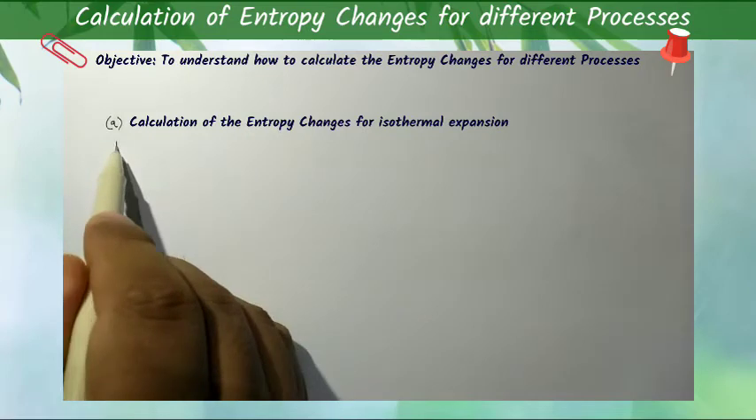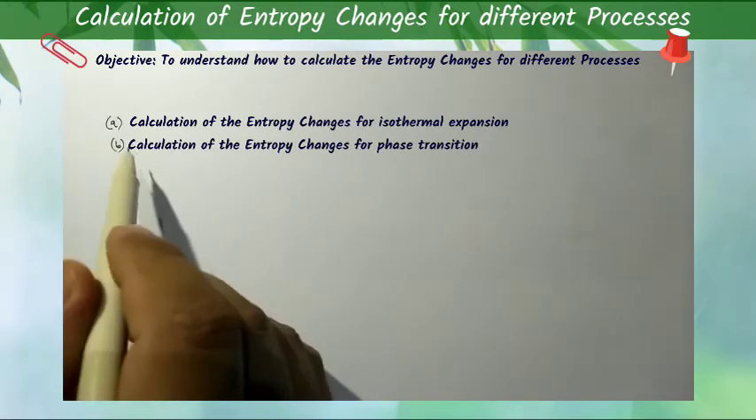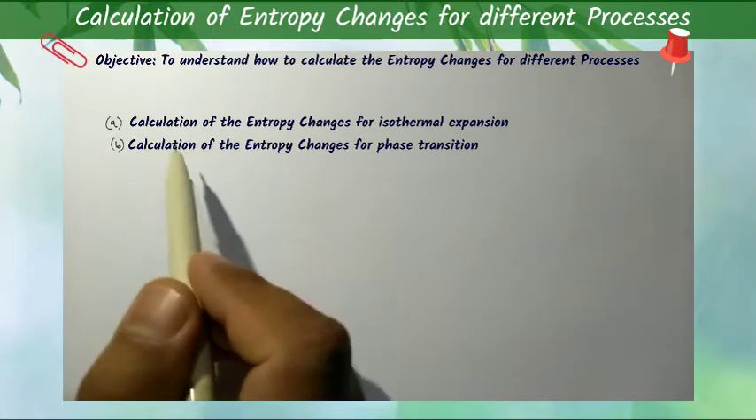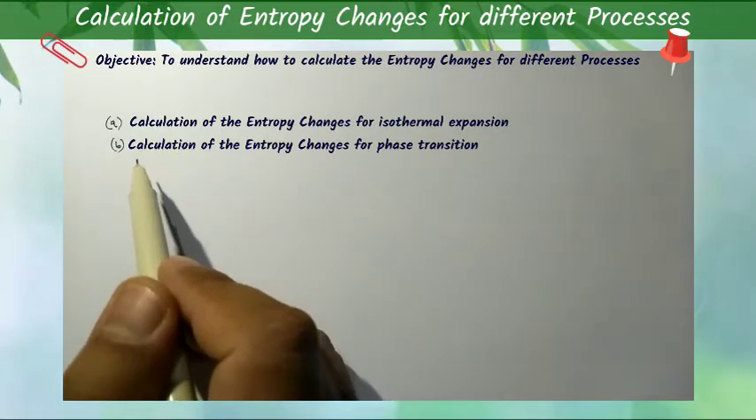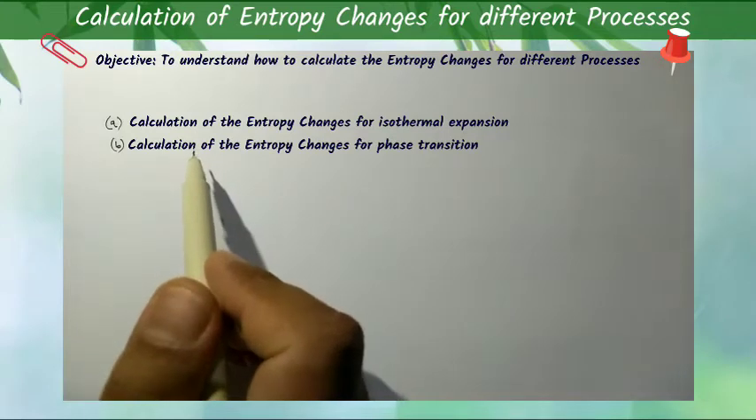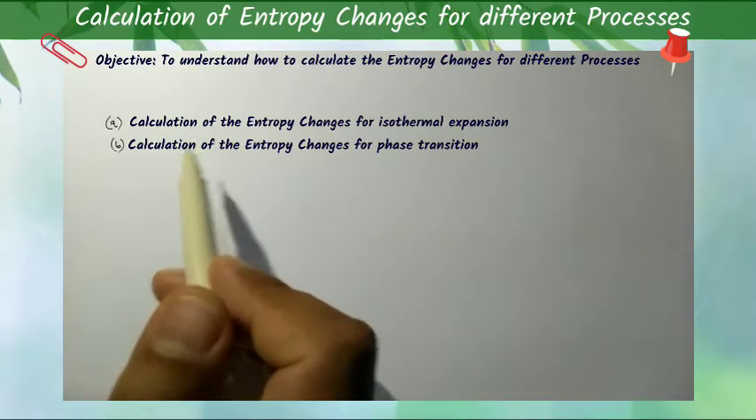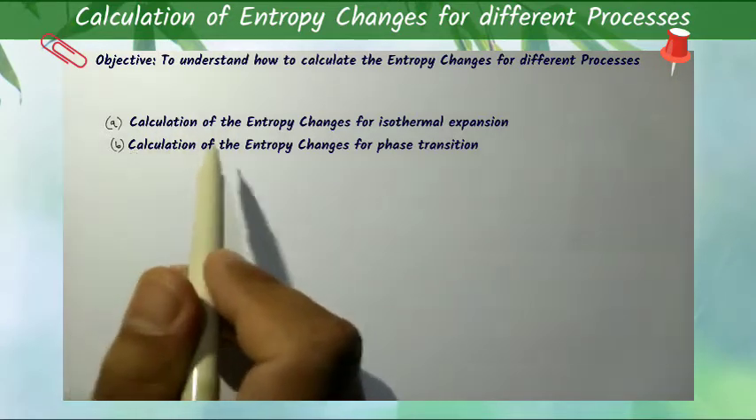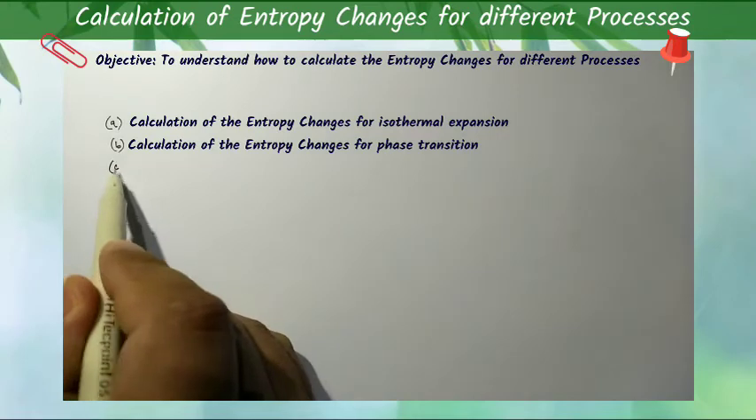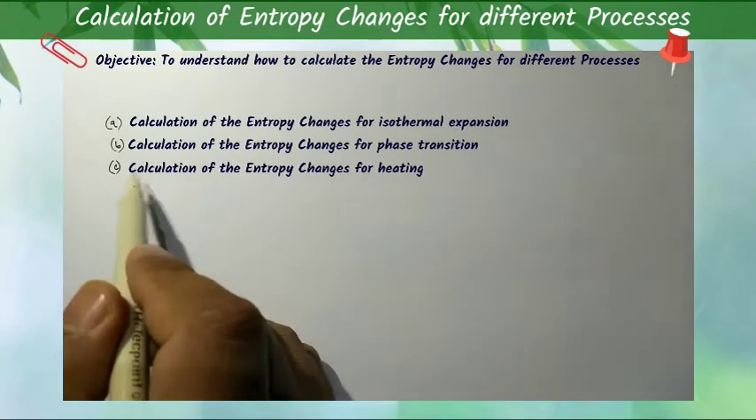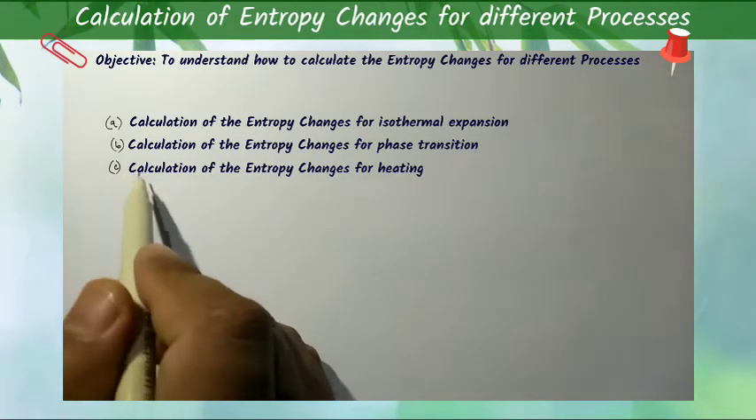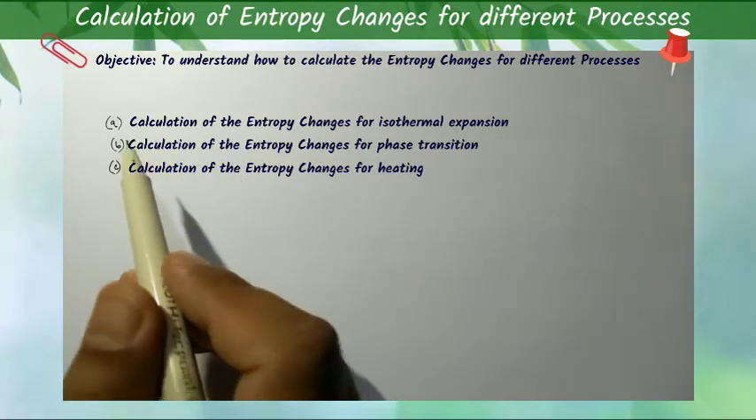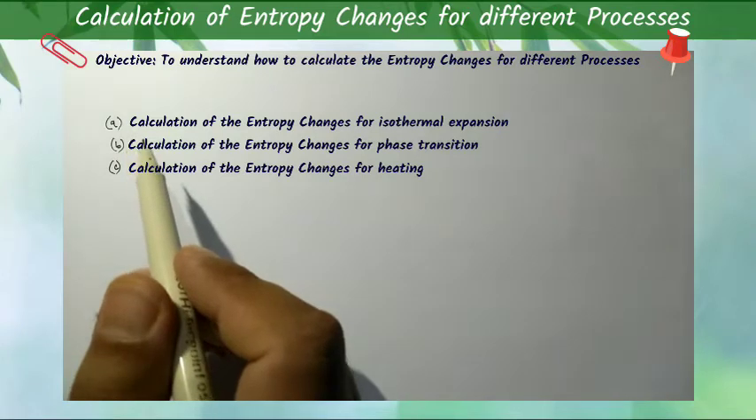The second one is the phase transition. That means the entropy changes for a phase transition, maybe from solid to liquid or liquid to gas. So we're going to study what the change of entropy is for this type of phase transition. Number 3 is heating.